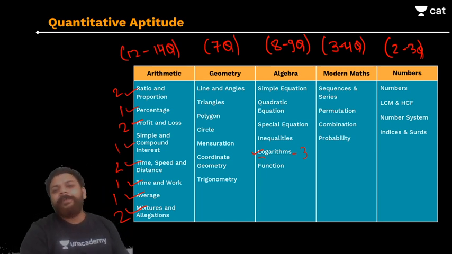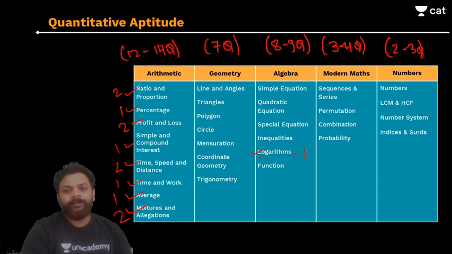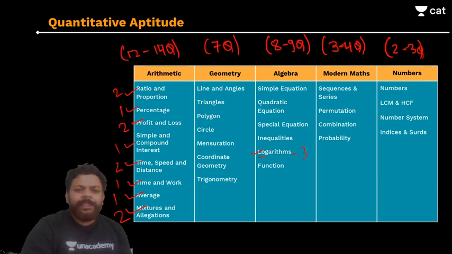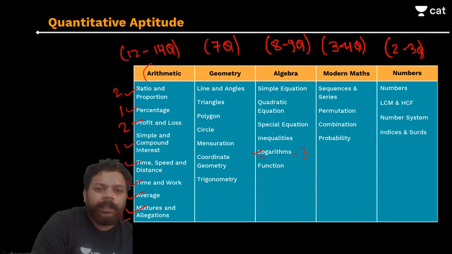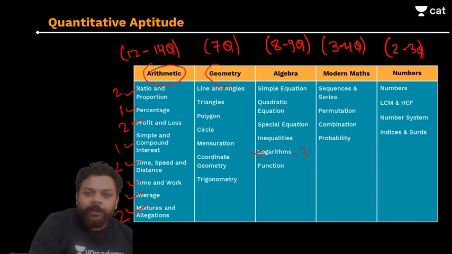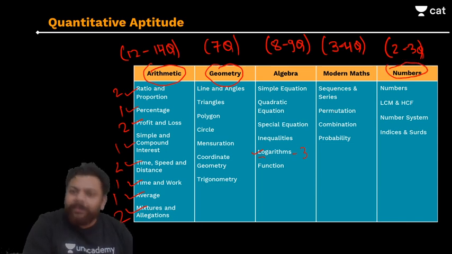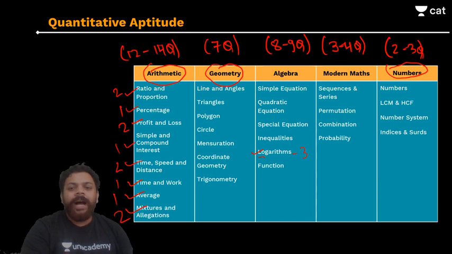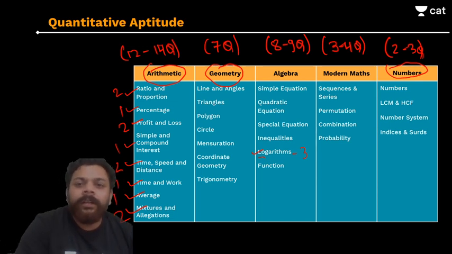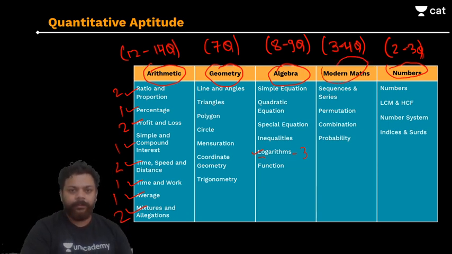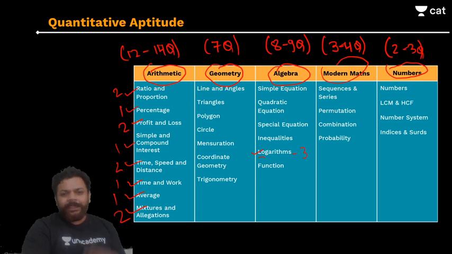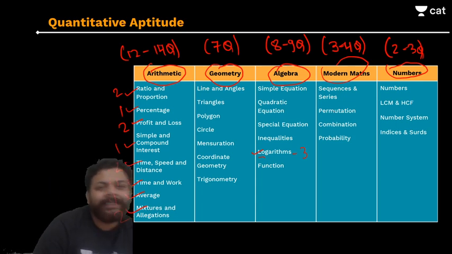So this is the overall syllabus of quant for CAT, in which if you are a non-engineer, then first of all my suggestion would be to master these 2 parts, that is arithmetic and geometry. And also you can master numbers. After mastering these 3, you can start with algebra and modern maths. So this was the overall syllabus of quant.